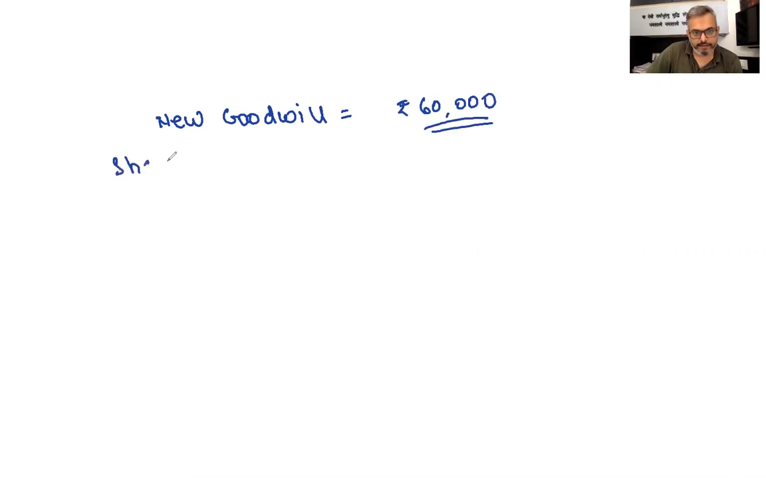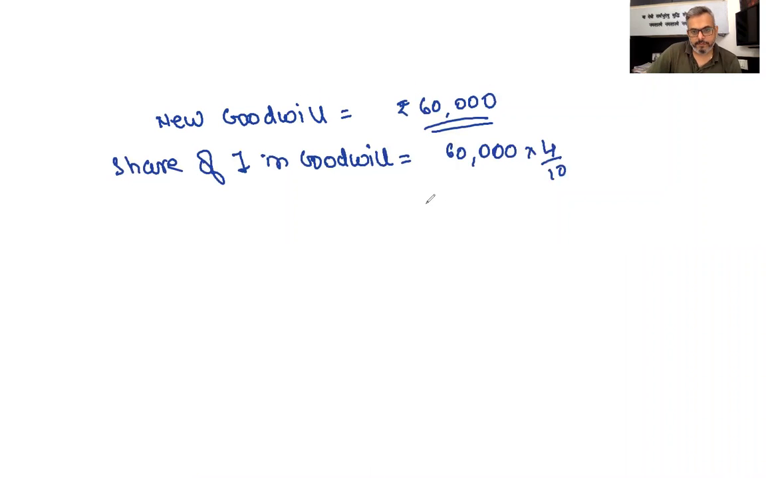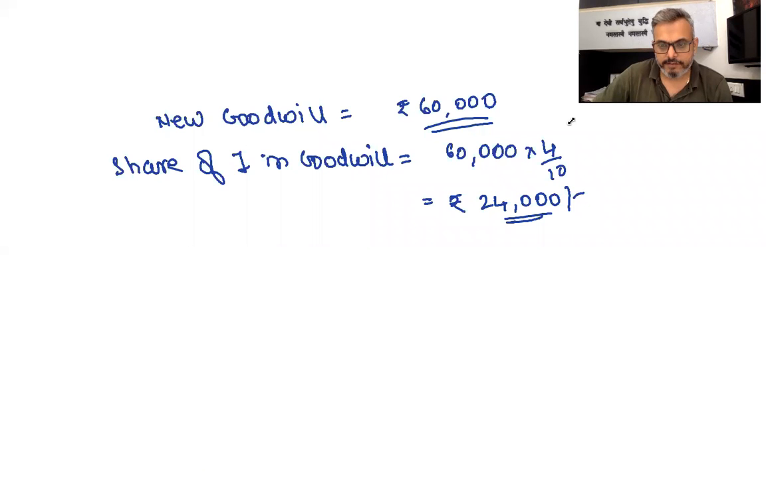Share of I in goodwill is equal to 60,000 into 4 by 10, which comes to rupees 24,000. Now this 24,000 will be credited to I and will be debited to new partners C, W and A in gain ratio. Please do this working. First of all, do this working.